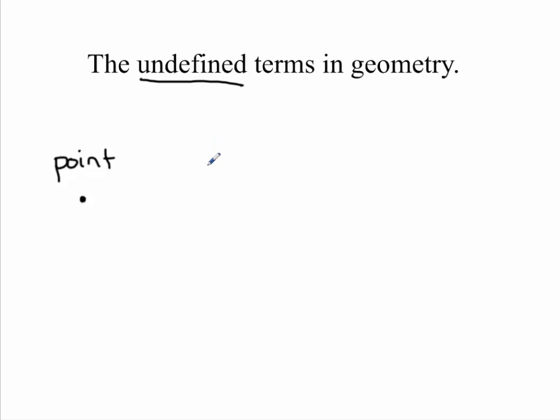The second undefined term is a line. And a line looks like this, and we draw arrows on the ends. A line extends forever in this direction, and it extends forever in this direction. So it goes forever in two directions. It never ends, and that's what these arrows tell us, that this line never ends. It keeps going and going and going. And the same thing on this side. It keeps going in this direction forever as well.